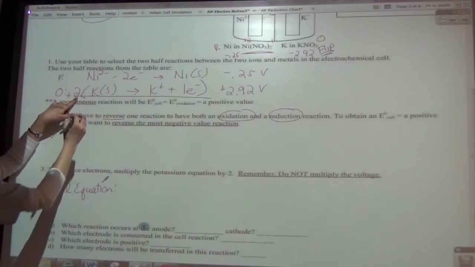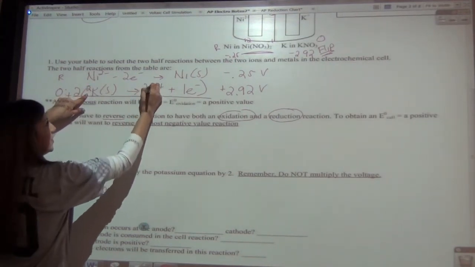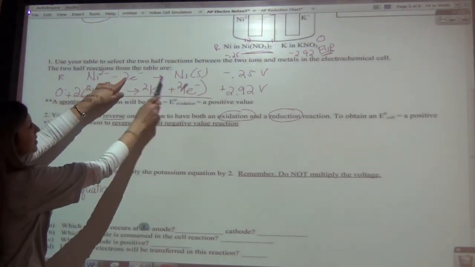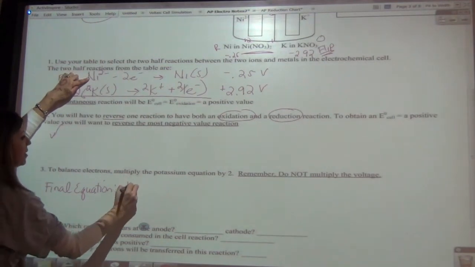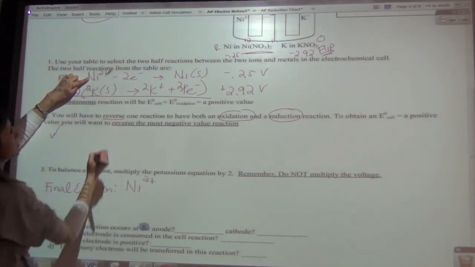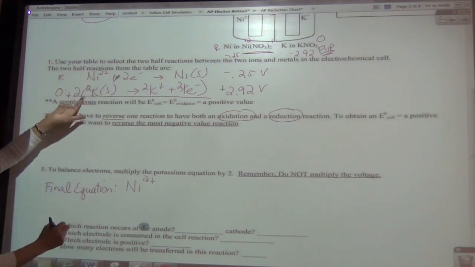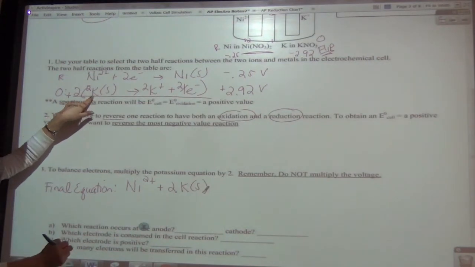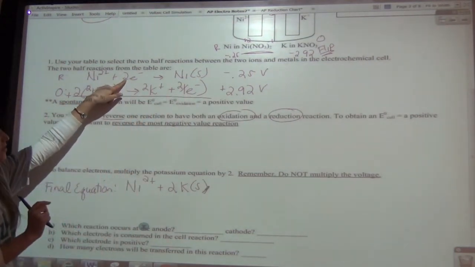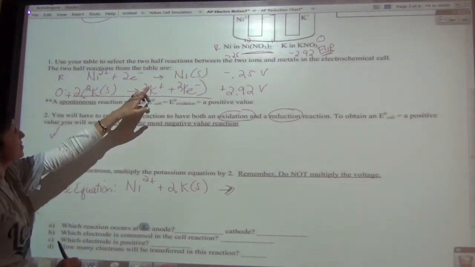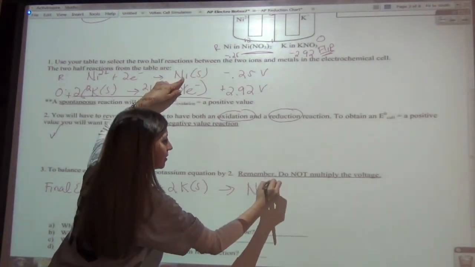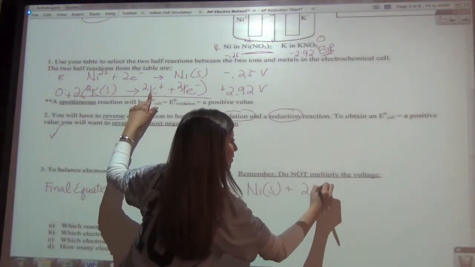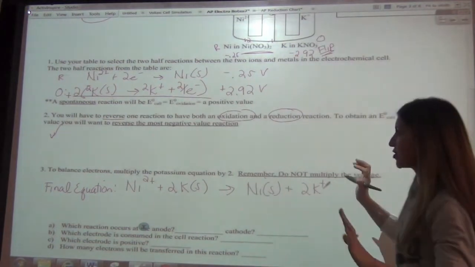Okay? Well, if we put a 2 in there, and we put a 2 in there, and that one changes to a 2, then what happens is our 2's cancel out, so we're left with Ni2+ plus 2K solid, and that's it on this side because our electrons are going to cancel out with each other. Yields, on this side we've got nickel solid plus the 2K+, and this is an ion, so we're going to just leave it as aqueous.